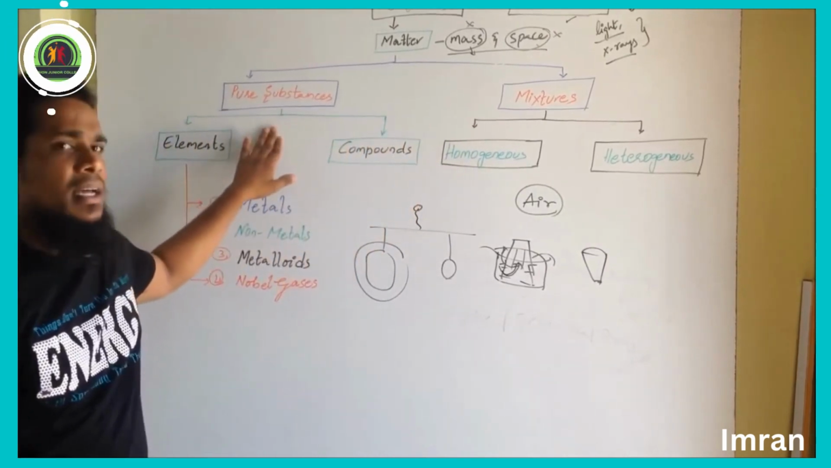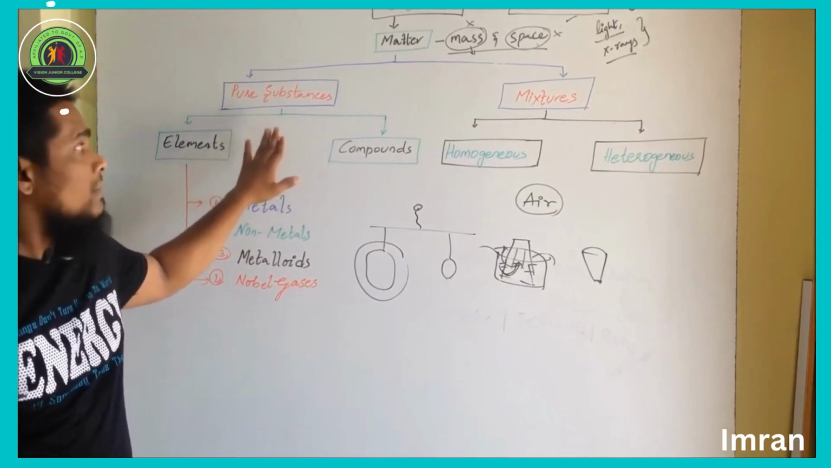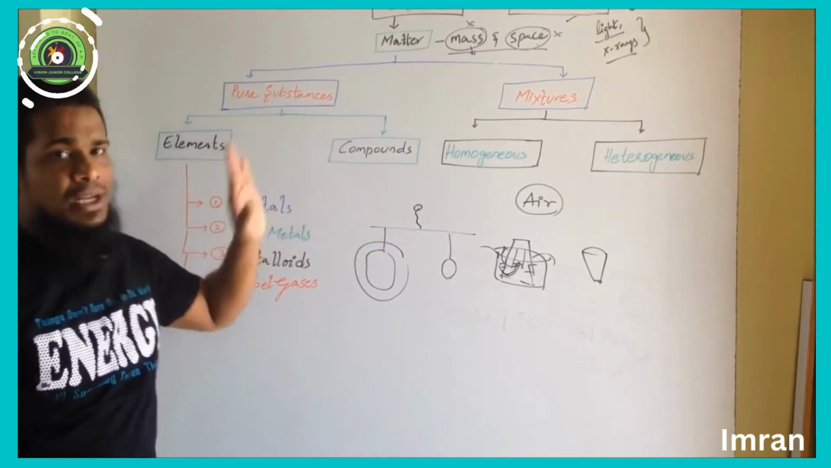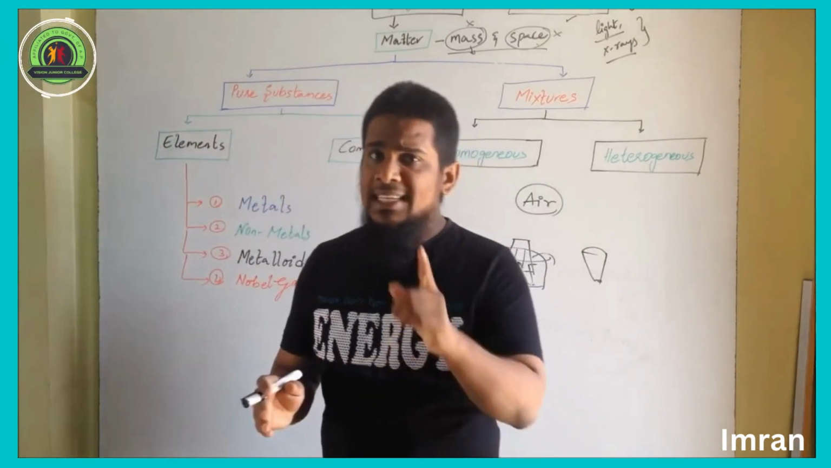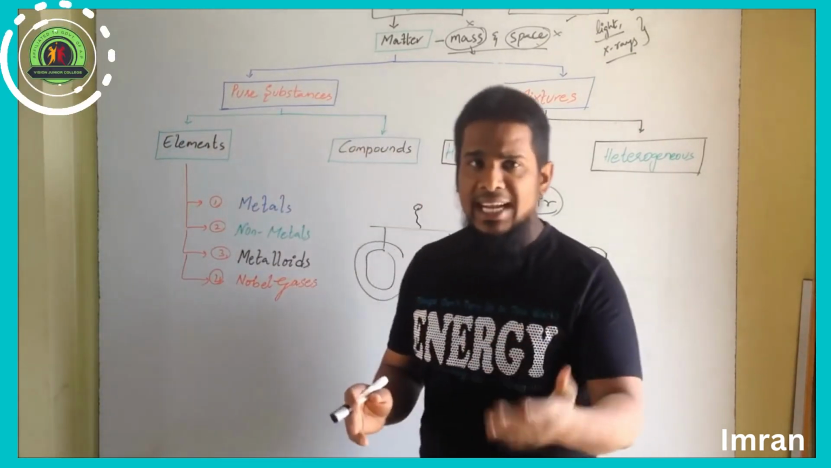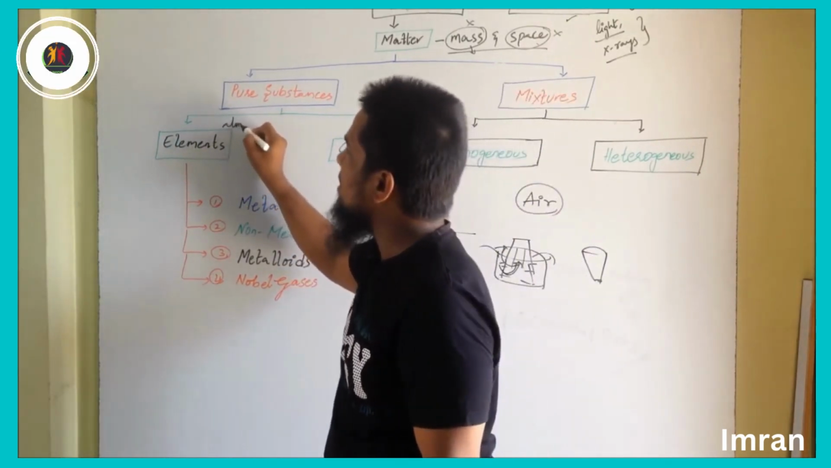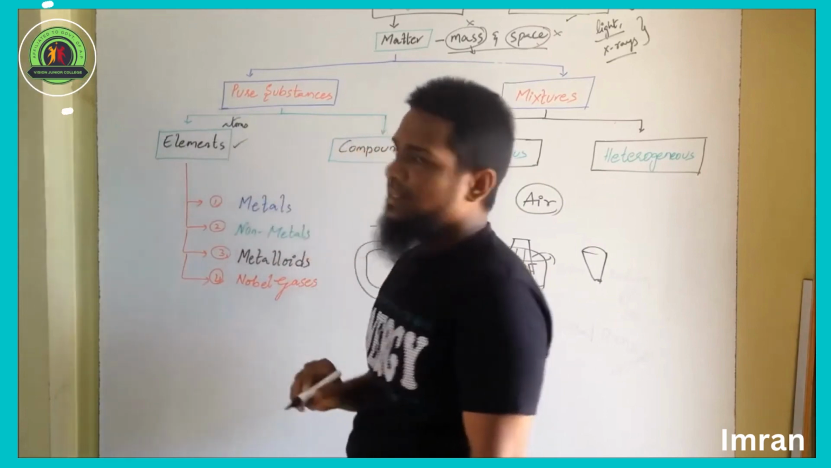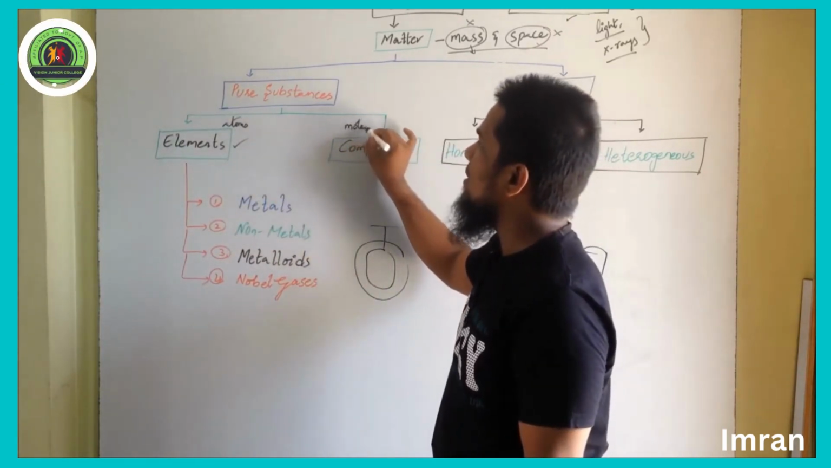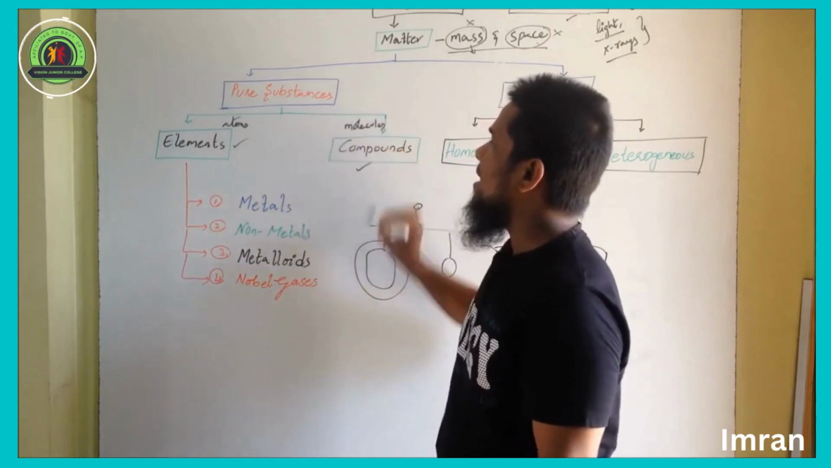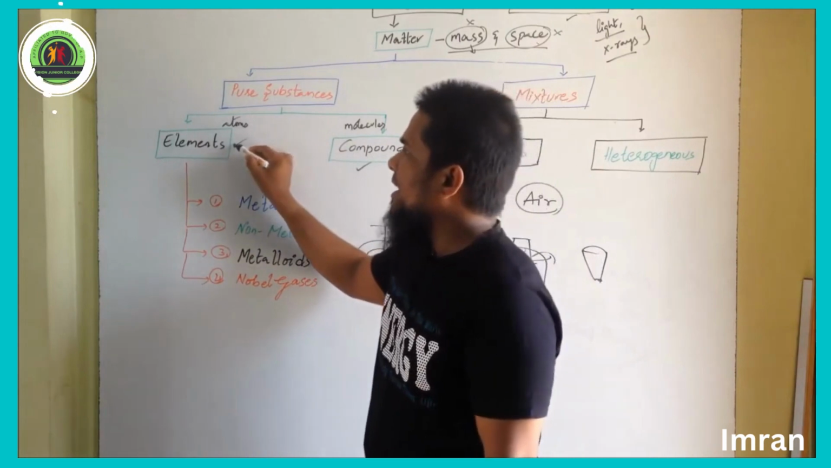Pure substances are those which contain only one type of atoms or one type of molecules. If they contain only a single type of atoms, then they are called elements. If they contain only a single type of molecules, then they will be called compounds.